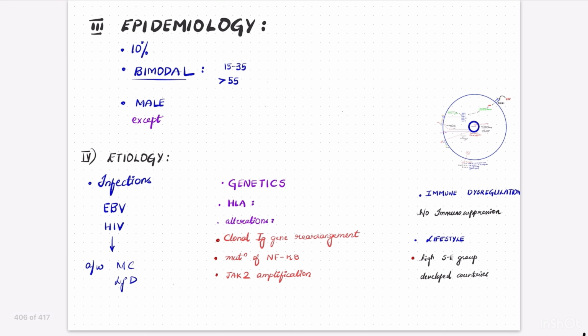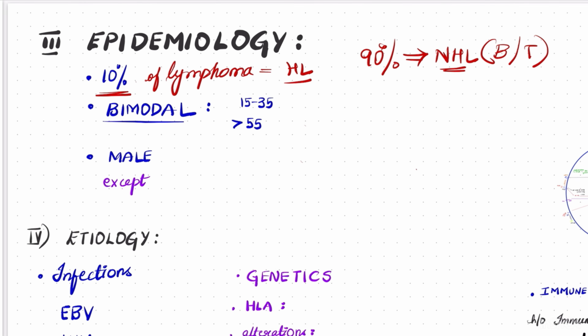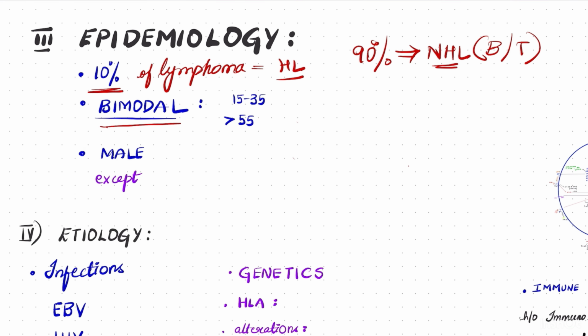Coming to the epidemiology, that means the distribution of Hodgkin lymphoma across age and gender. Firstly, it constitutes 10% of all lymphomas. The rest 90% is constituted by non-Hodgkin's lymphoma, of either B or T cells. So the minority 10% is constituted by Hodgkin's lymphoma, and it shows a bimodal age distribution.